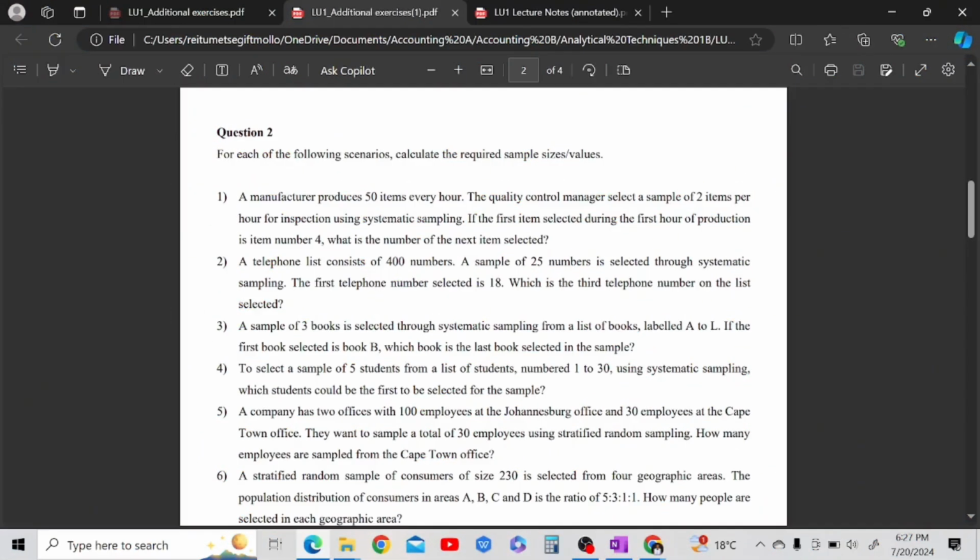Then for probability, how many are there? In the column, there are 4. There is cluster, there is stratified, there is systematic, there is simple random sampling. Those are the 4, right?